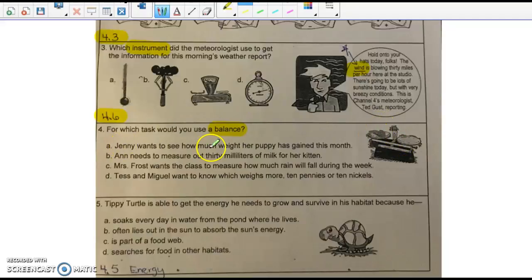A, Jenny wants to see how much weight her puppy has gained this month. B, Anne needs to measure out 30 milliliters of milk for her kitten. C, Mrs. Frost wants the class to measure how much rain will fall during the week. D, Tess and Miguel want to know which weighs more, 10 pennies or 10 nickels. Visualize what you could actually put on this balance.